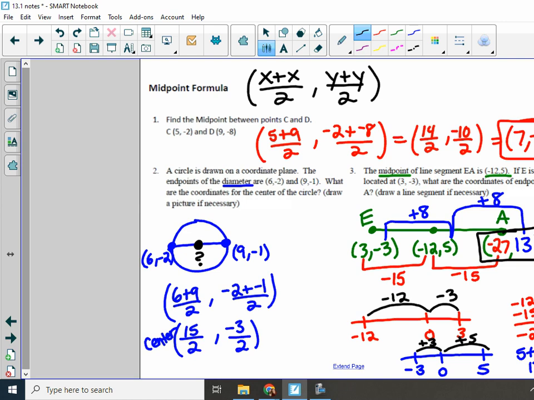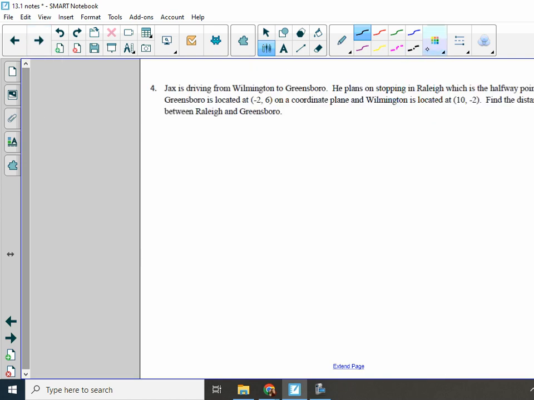Yet again, the chances of you seeing problems like this on the inactive part of your exam, like no calculator, are pretty good. So if you need to draw your pictures, draw your pictures, your little number lines. Yes, ma'am. Okay, everybody good here? All right.